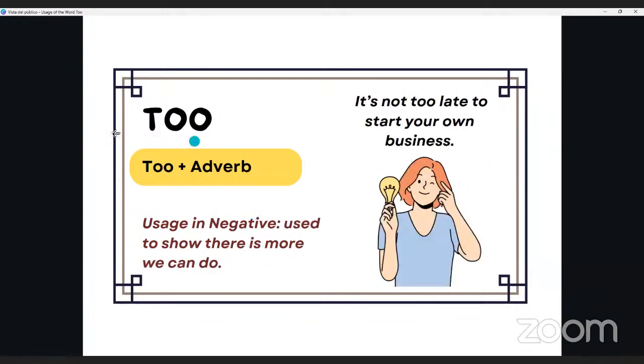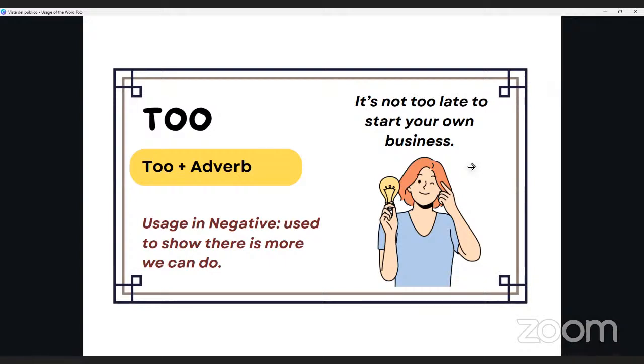Emily, could you help me with this one? Yes. Too plus adverb. Usage in negative. Use it to show there is more we can do. It's not too late to start your own business. Very good. Thank you, Emily. So, when we use it in the negative, most of the time it's going to mean that there is more that we can do. It's never too early to go cherry picking. Nunca es lo suficientemente temprano para salir a esto, ¿no?